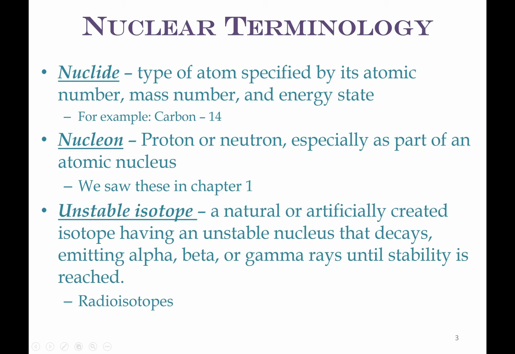So just a terminology review. Nuclide is a type of atom. It's specified by its atomic number, mass number, and energy state. So for example, carbon-14 tells me specifically we are talking about carbon-14, mass number 14. Sodium-23, nitrogen-14. So those are specific to that specific isotope.